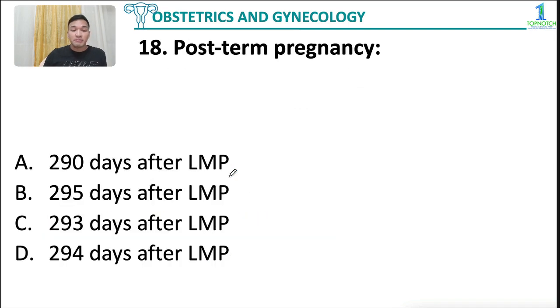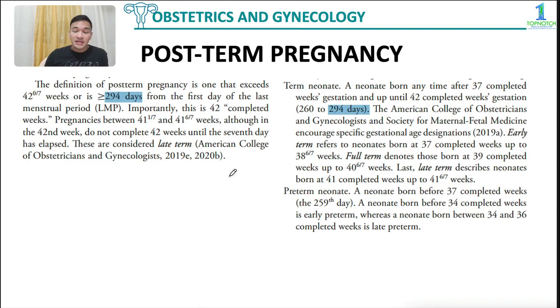Post-term pregnancy is defined as 294 days after LMP or 42 weeks. This is from Williams 26th edition. The definition of post-term pregnancy is more than equal to 294 days from the first day of the LMP. Okay, so aside from knowing kung anong definition ng post-term pregnancy, you should also know kung anong definition ng term at preterm. Okay, so ang preterm is up until the 259th day, and then term is 262 to 294, and then more than equal to 294 is post-term. Okay.